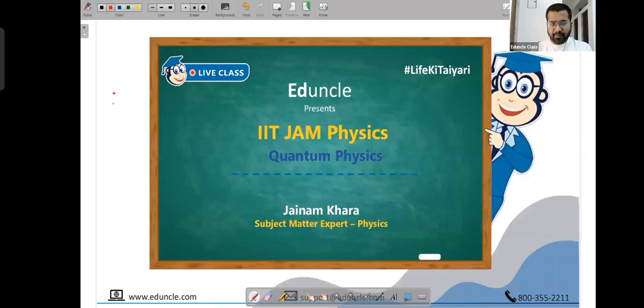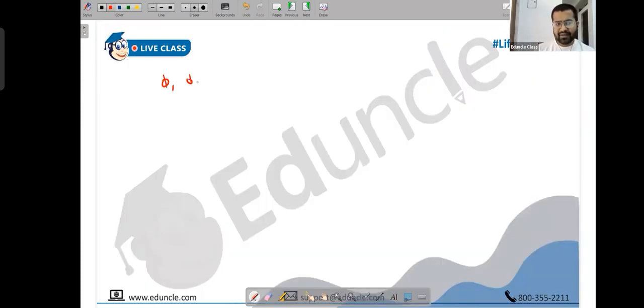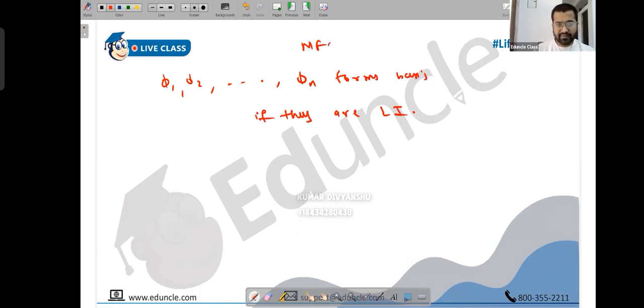After that, I think we also defined linear dependence, linear independence, and we learned basis of vectors. The basis of a vector space is nothing but the set of linearly independent vectors in that space. You have probably written something like phi 1, phi 2, phi n forms the basis if they are linearly independent. Okay, that is where we had stopped.